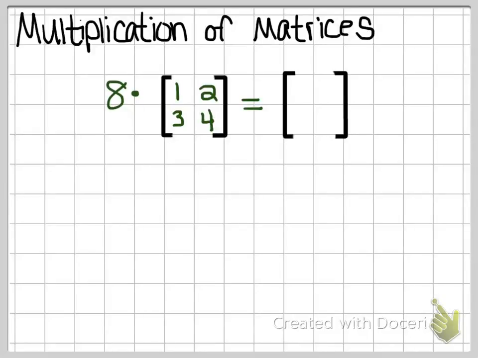Just like matrices can be added together, matrices can also be multiplied. Now, if I want to take a matrix and multiply it by a single number, that is something that we call scalar multiplication. We're going to scale every element within the matrix by whatever number it is being multiplied by.